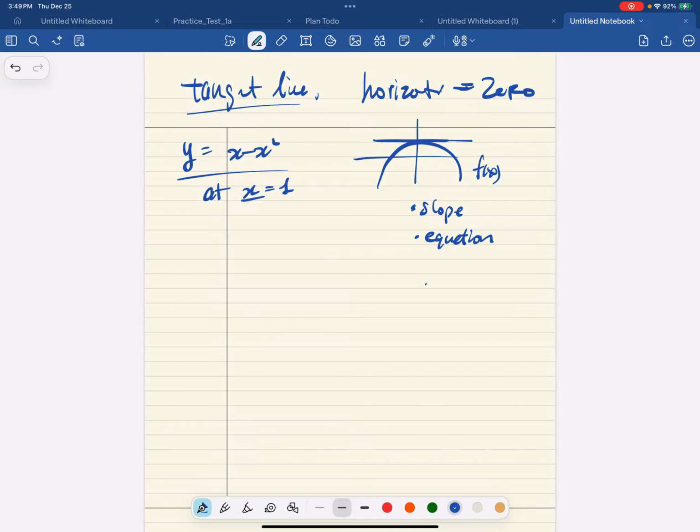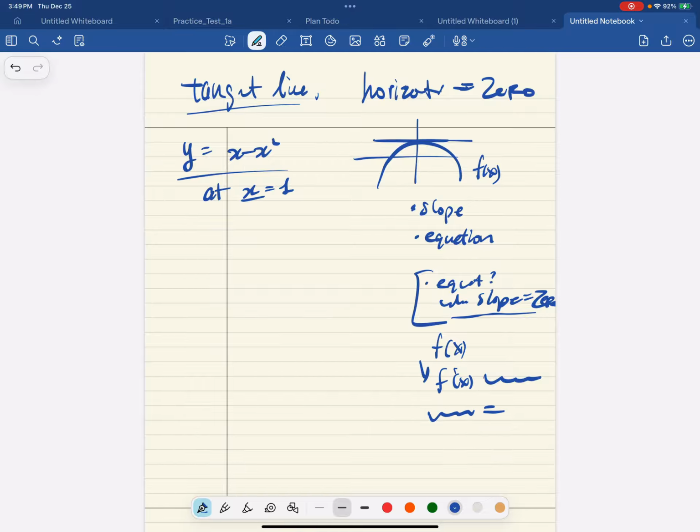Or what is the equation when slope is equal to 0? And that is really easy to find. What is the equation when the slope is equal to 0? You just need to find the new function, f prime of x, and there's a new expression you find. That expression, you turn it into 0, and you find what x is.